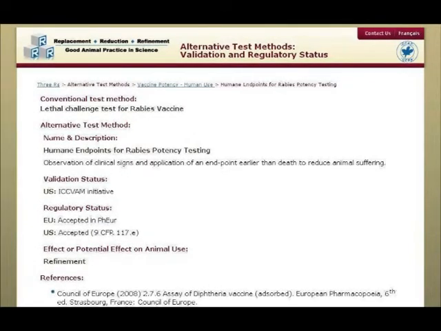So now let's look at the second alternative test to the lethal challenge test for rabies vaccine. Under alternative test, it says humane endpoints for rabies potency testing, observation of clinical signs and application of an endpoint earlier than death to reduce animal suffering. Validation status, it's an initiative in the US. Regulatory status, it has some regulatory status in Europe and in the US. The effect or potential effect on animal use is refinement. We can see this is a classic refinement test. Basically, they are looking for signs of weakness in the animal, heavy breathing, lethargy, maybe slight signs of convulsion, that kind of thing, rather than the ultimate, slow death of 50% of the test subjects.